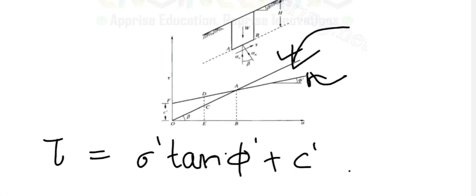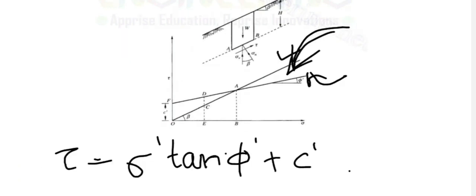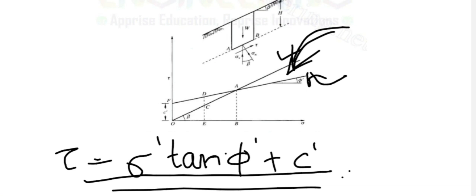Now in case of slope beta, this line shows the shear stress acting on the slope, and this is the shear strength of the soil, which is represented by this line. So the limit or the ultimate shear stress is given by this point A, where both are equal, like we have done in the case of sand. So what we have, sigma can be given by gamma h. Gamma h is the vertical stress acting on it.